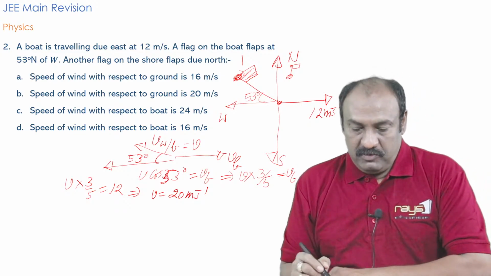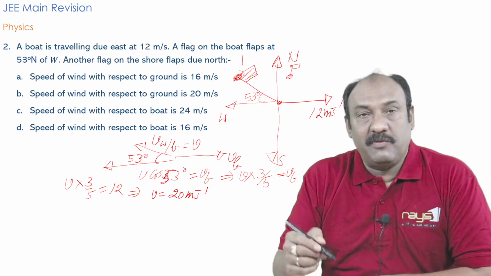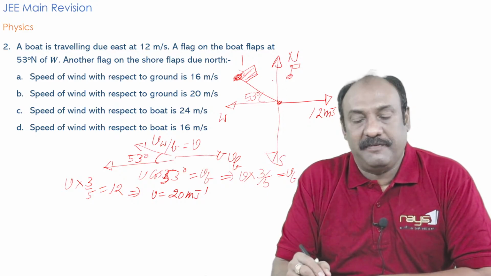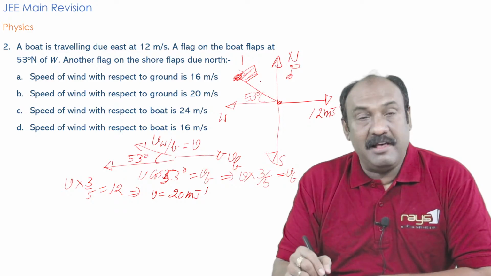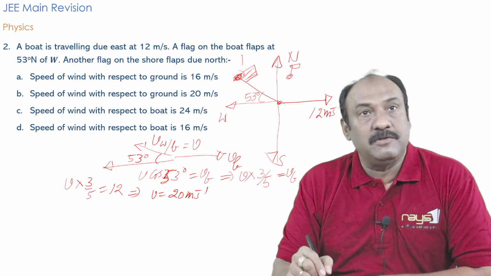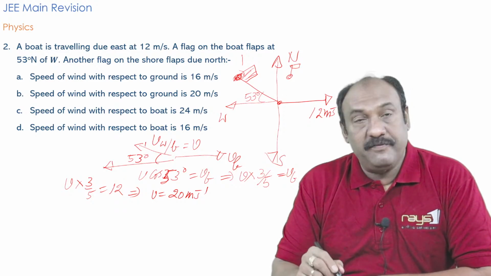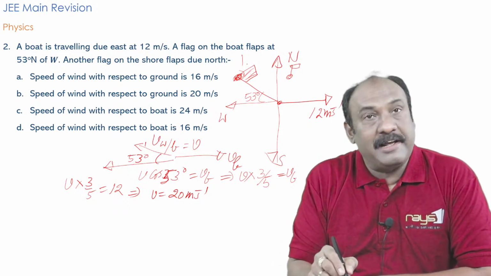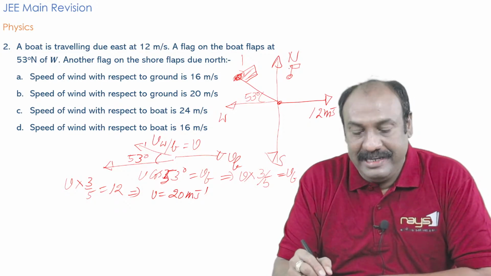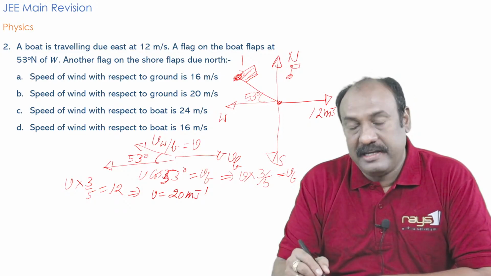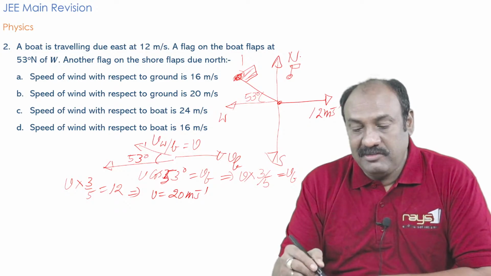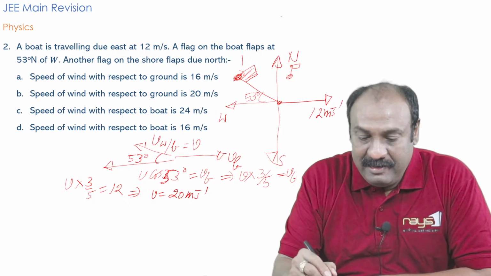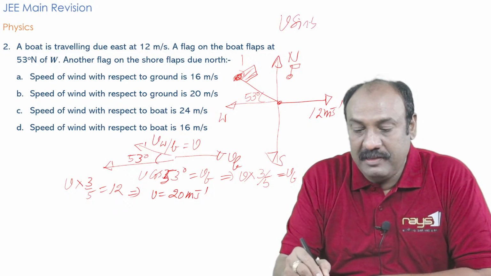Okay. So now what we want, this represents the component of velocity of the flag with respect to wind. In this direction, the component of this one indicates the other flag which is at the shore. So the component of this V in this direction is V sin 53.